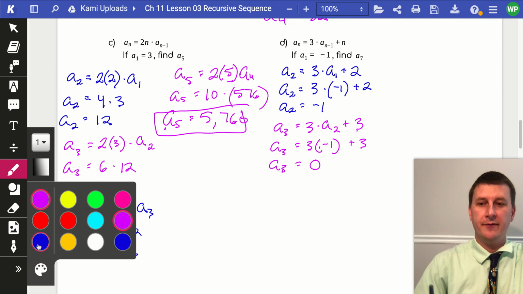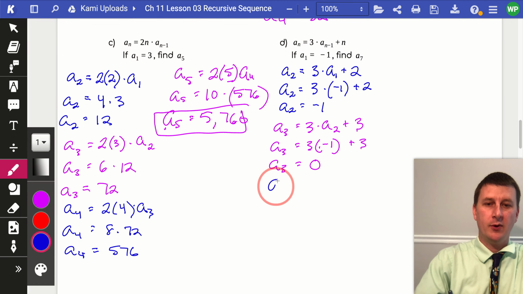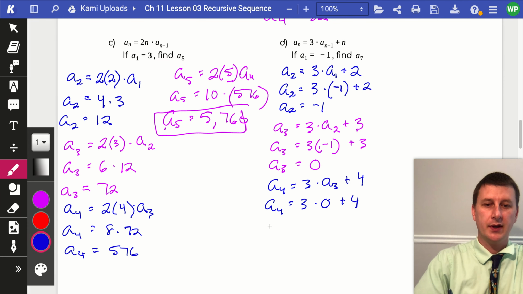We're on to a sub 4 now. A sub 4 is going to be 3 times a sub 4 minus 1, which is a sub 3, plus n, which is 4. We're going to have a sub 4 is equal to 3 times a sub 3, which we just found was 0, plus 4. And a sub 4 then is going to be 3 times 0, which is 0, plus 4 is 4.